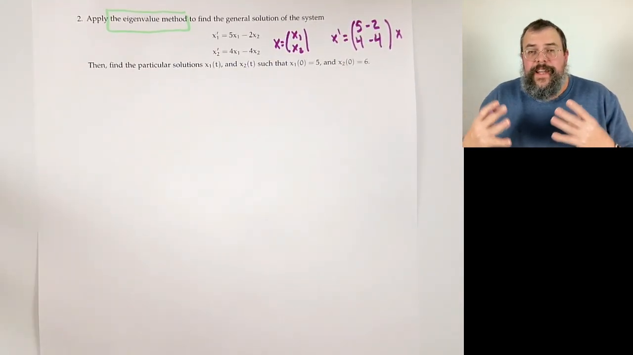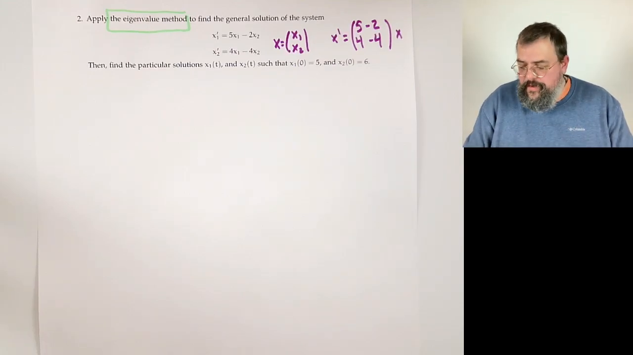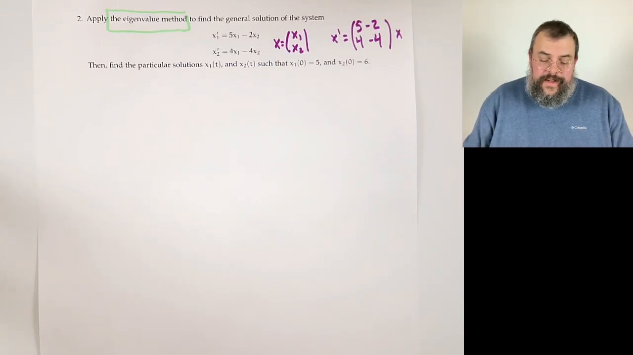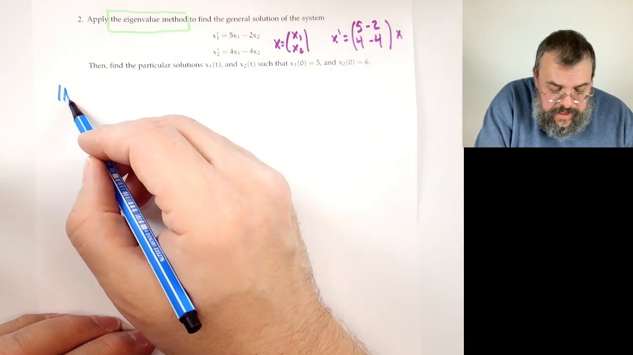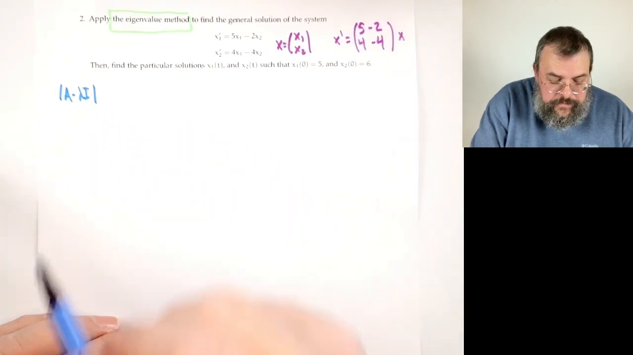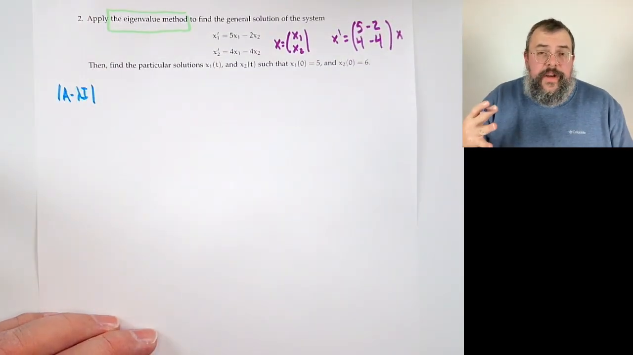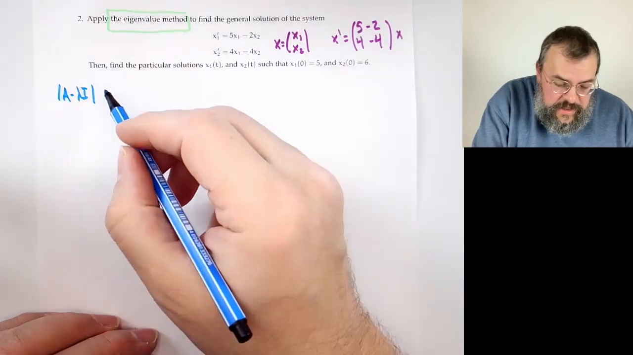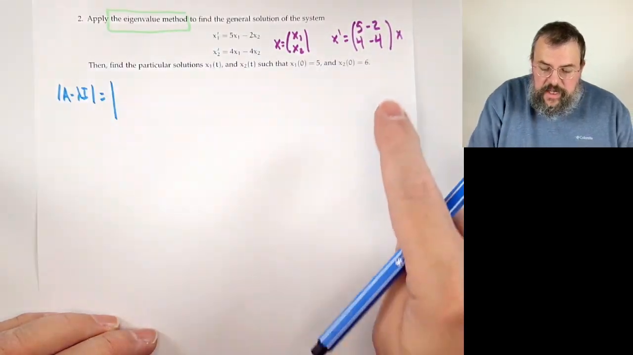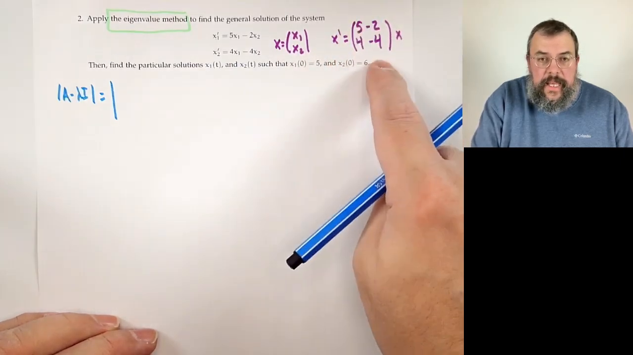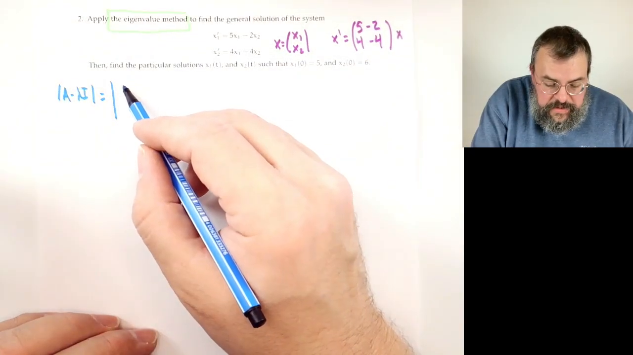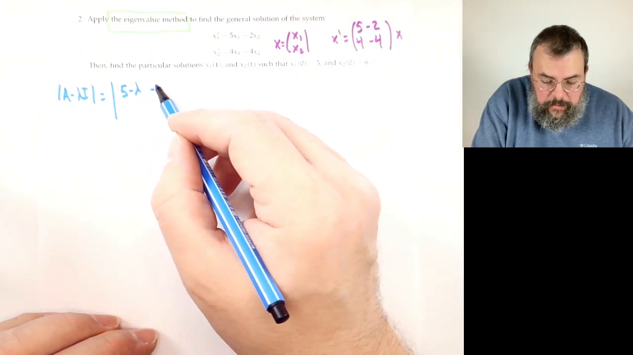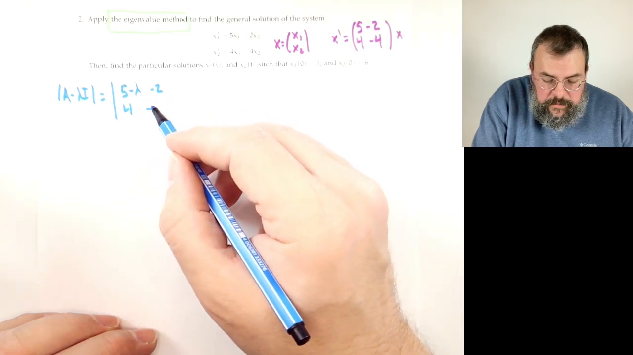So now, what comes next? The next thing is for us to find our eigenvalues and eigenvectors. So we're going to look at the determinant of A minus lambda I. This determinant will help us find the eigenvalues. So I'm going to take this matrix, this is my A, and subtract lambda I, which means subtract lambda on the diagonals. So that would be 5 minus lambda, minus 2, 4, and minus 4 minus lambda.